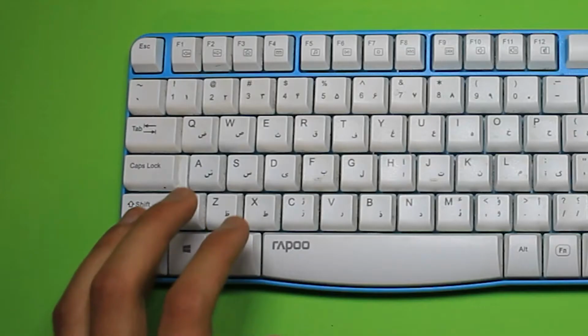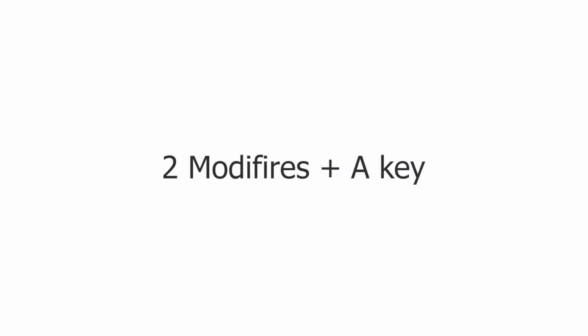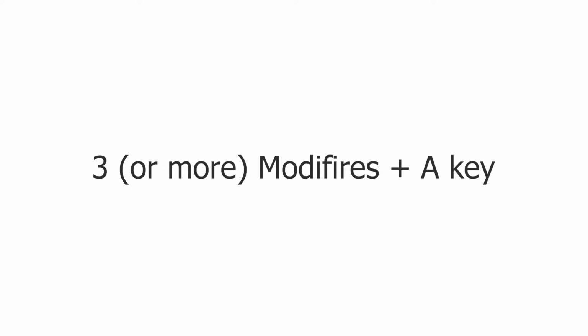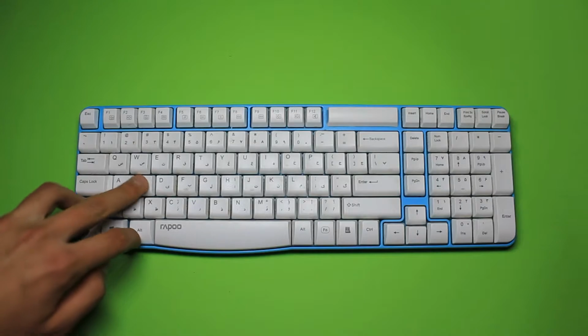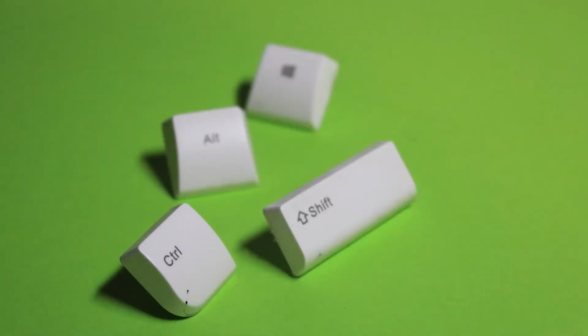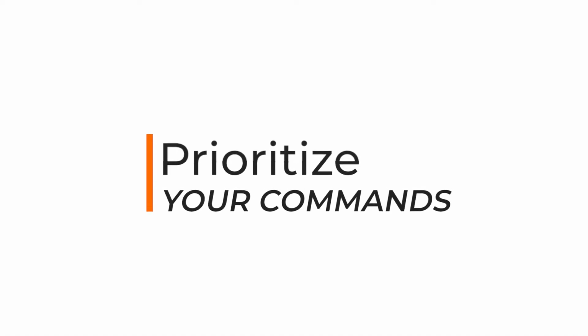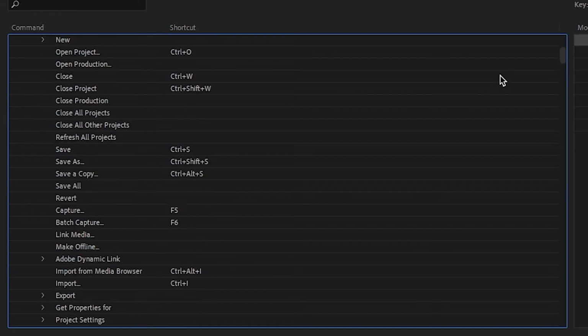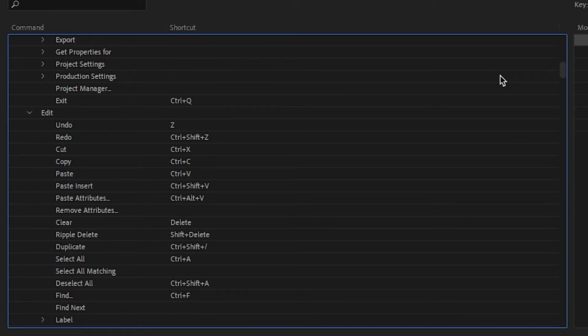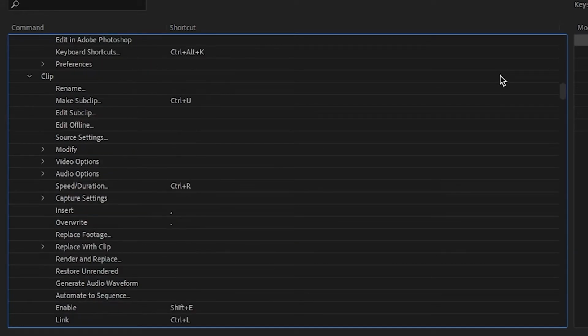Pressing two modifiers plus one key is a bit slower, so that's the next level. And finally, the slowest hotkeys are the ones that require you three modifiers plus one key. For example, Ctrl Shift Alt S. And if you want, you can add the Windows key to the mix and make it even slower. My suggestion is to prioritize your commands, assign single keystrokes to the most useful commands, and let the slower hotkeys do less useful commands. Lesson 2.